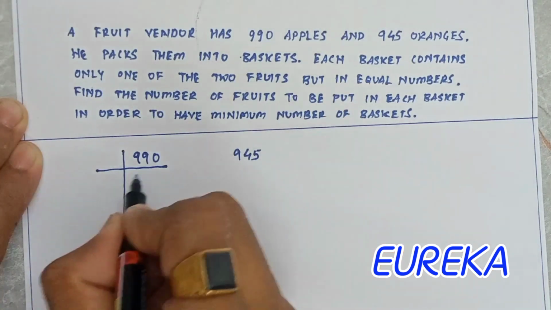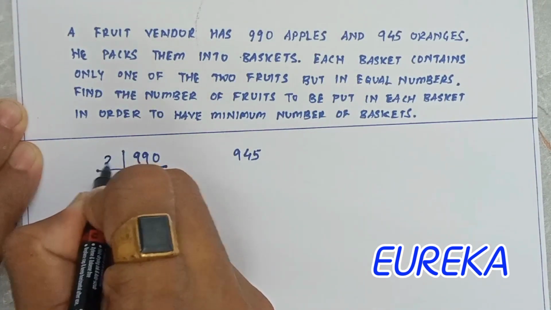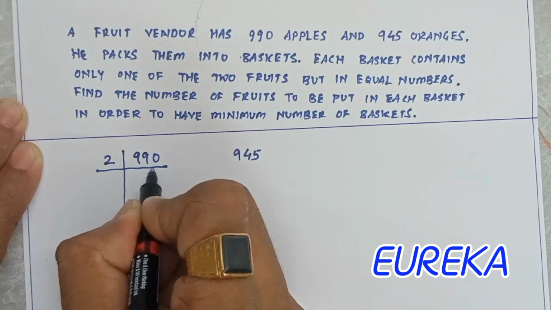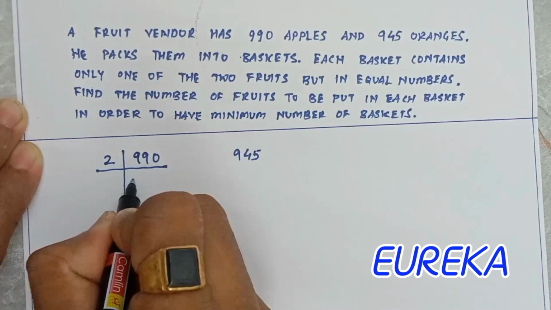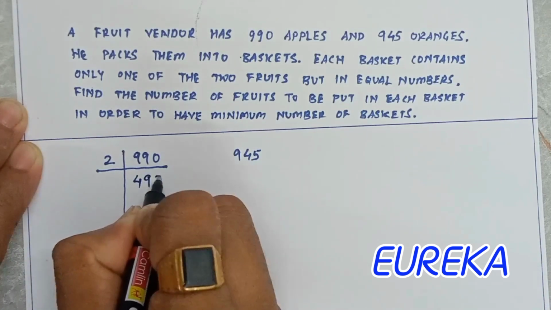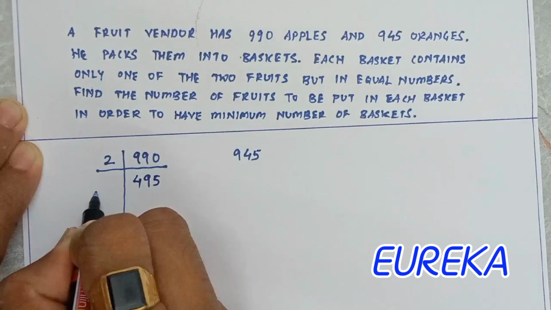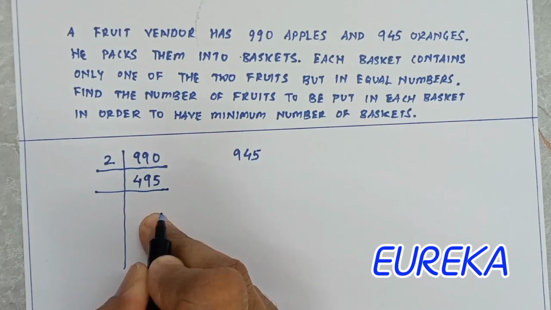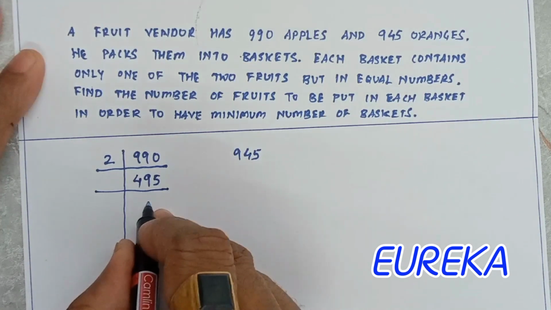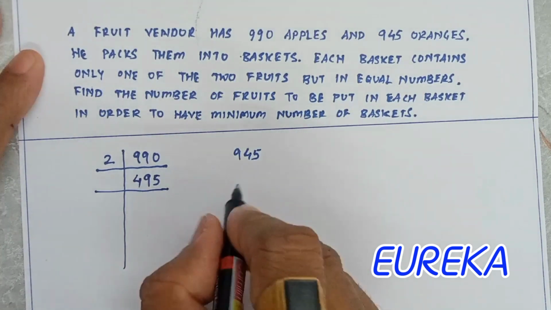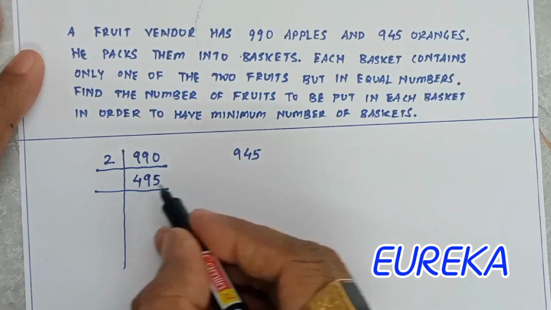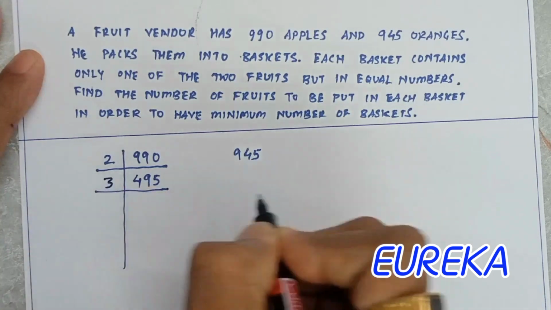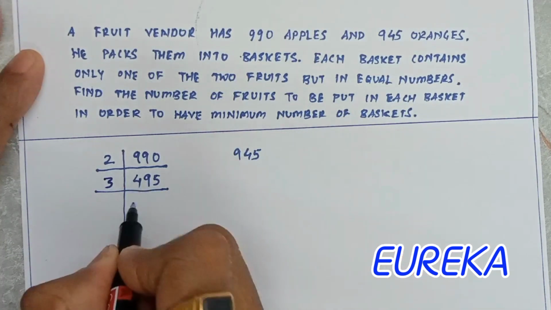So 990, as it is even, we'll divide it by 2. On dividing by 2, we will get 495. Then 495 is not an even number, so it will not be divisible by 2. So we'll try with 3. What is the test for 3? We add the digits: 9 plus 4 is 13, 13 plus 5 is 18, 8 plus 1 is 9. So it is divisible by 3. So we'll divide it by 3. So what will we get here?